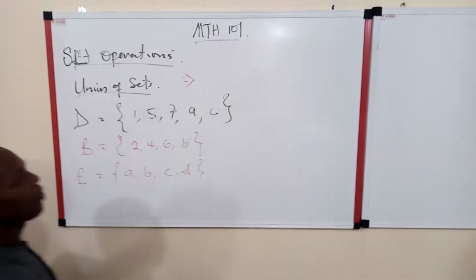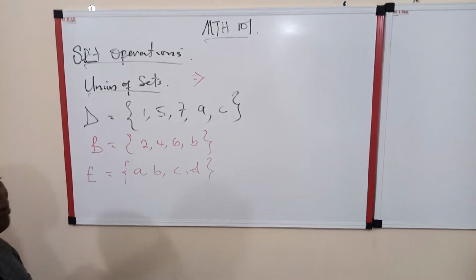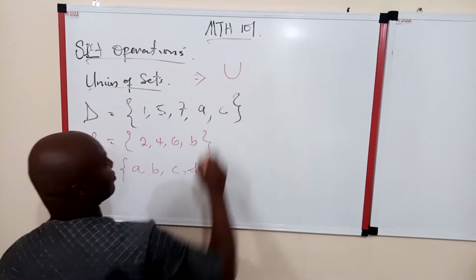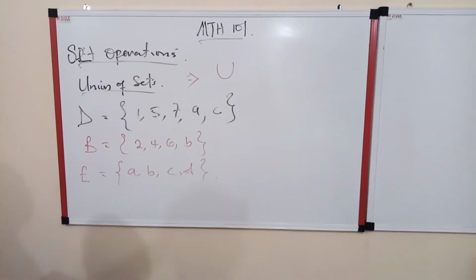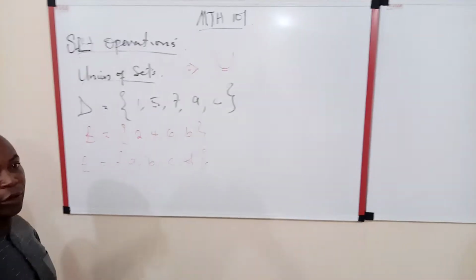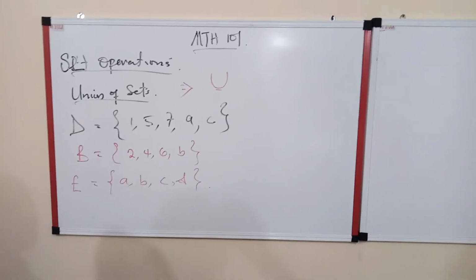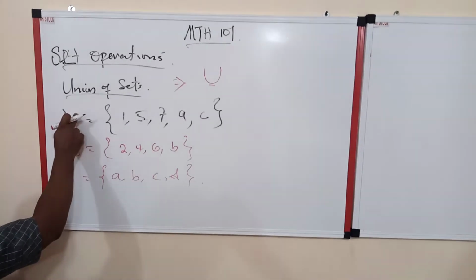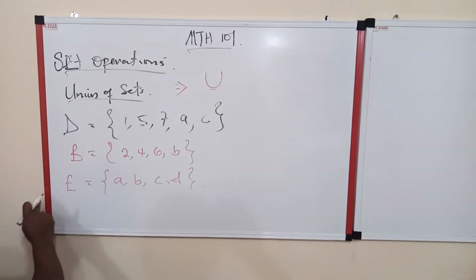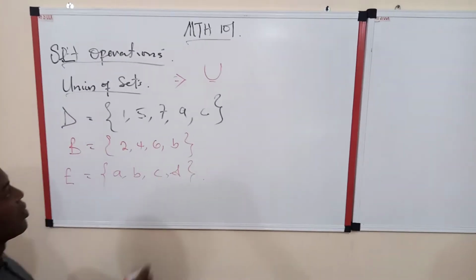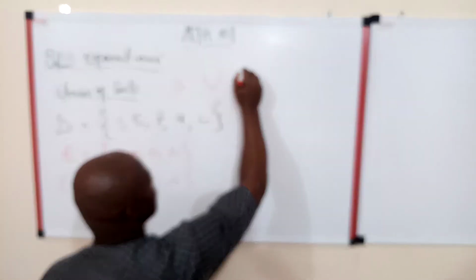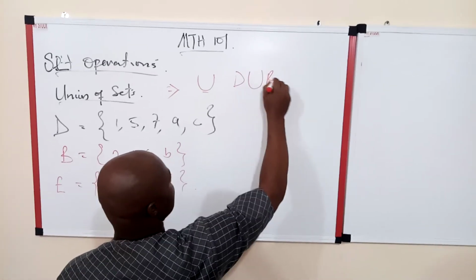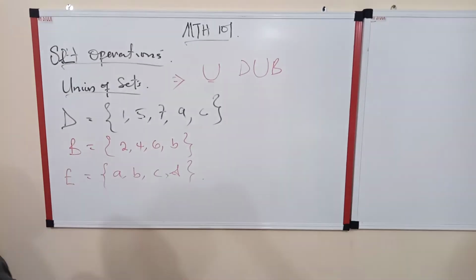It's also my pleasure to inform us that there is a symbol we use in denoting the union, and it goes this way. We use this symbol to represent the union of sets. So if we are interested in the union of two sets, say D and B, we are going to write D union B. This is how it's written, D union B.